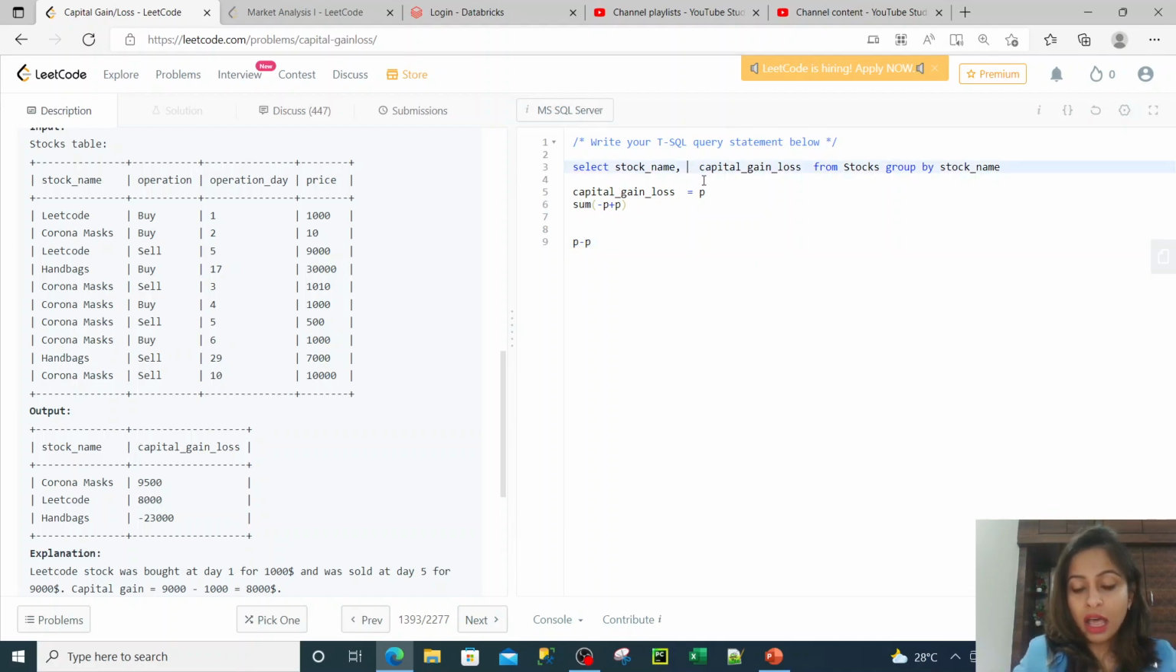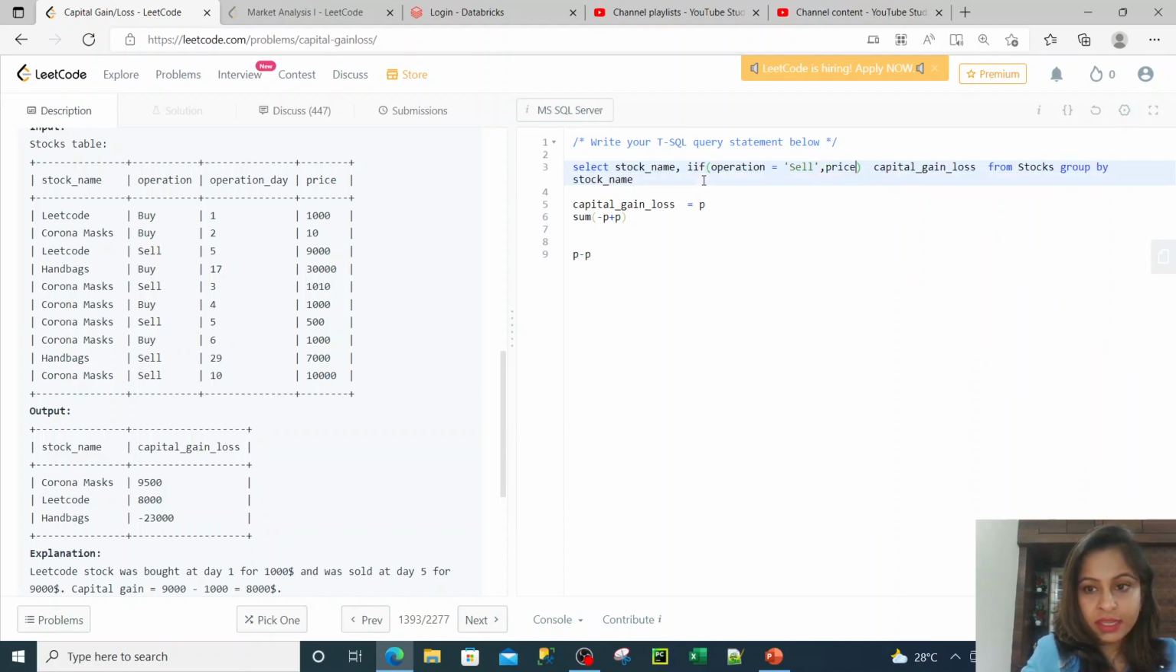Now for that I just need to write an if statement. If operation is equal to sell, then give me price, else give me minus of price. This is just an if condition. I just need to sum it as well. So let me sum this and name it capital gain loss from the stock.